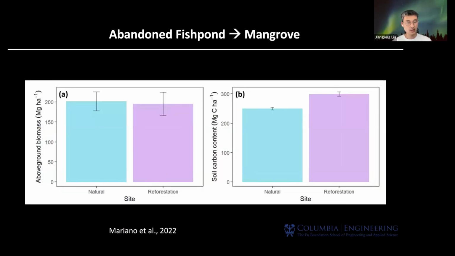And the authors compared the above-ground biomass and the soil carbon content between the natural mangroves and the restoration site. And I'm quite surprised that basically there's no significant difference between them. So the restored site can also act as a significant carbon store.